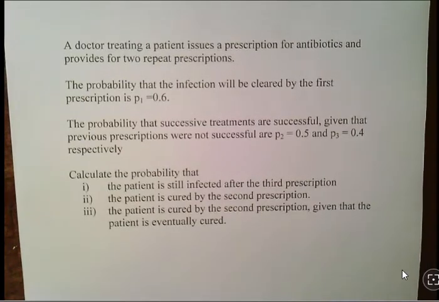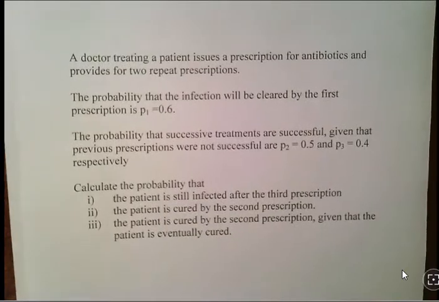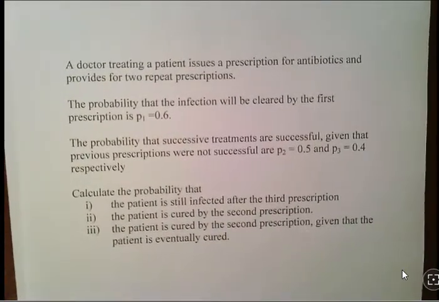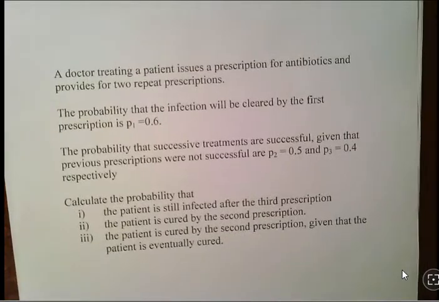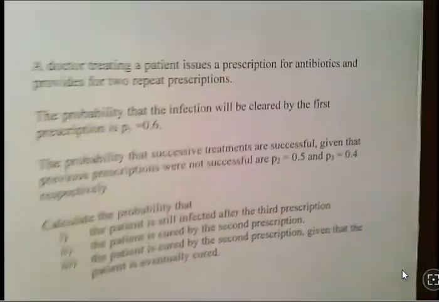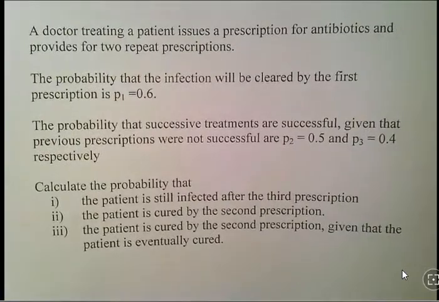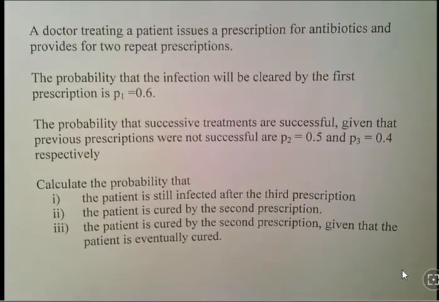So calculate the probability that the patient is still infected after the third prescription, that the patient was cured by the second prescription, and that the patient is cured by the second prescription, given that the patient is eventually cured. Okay, so that's a slightly different question, 2 as opposed to 3. It actually is based on conditional probability, just in case you're wondering why that one is a little bit different. So I'll hold it up to the camera again, so you could take a little screenshot if you want.